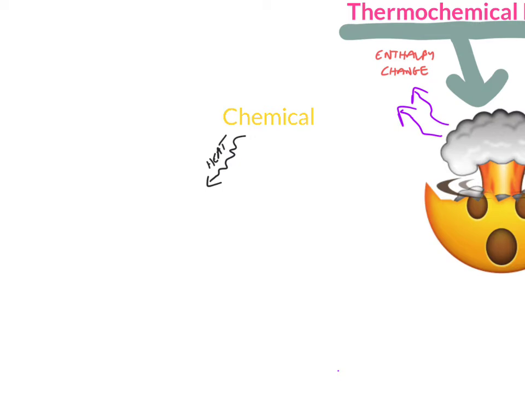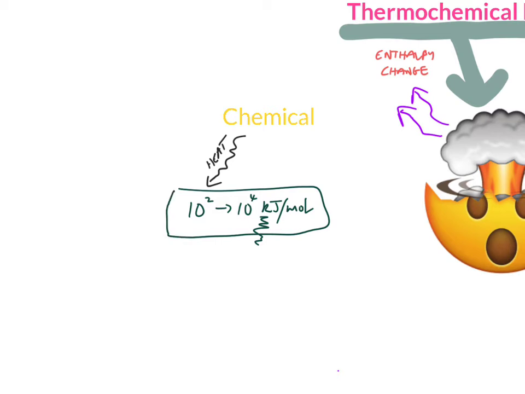And usually for chemical changes, the enthalpy, the amount of heat involved for a chemical reaction, is in the range of 10^2 to 10^4 kilojoules for every mole. Now we're going to get to talking about this, but kilojoules is one way to measure energy. And so that is a measurement for the amount of energy per mole in a standard chemical reaction.